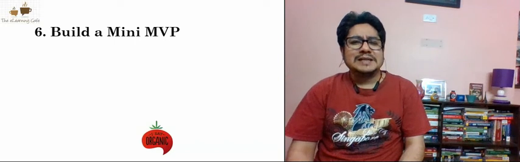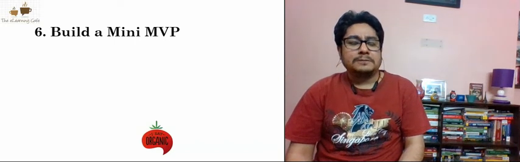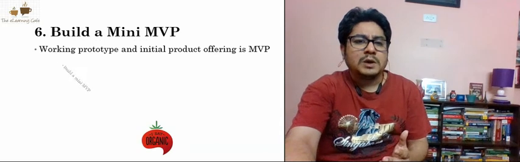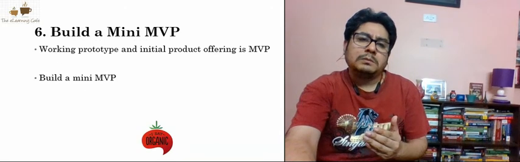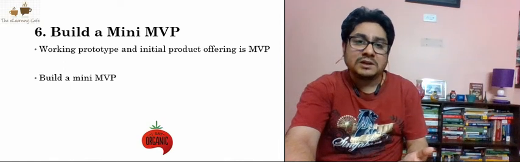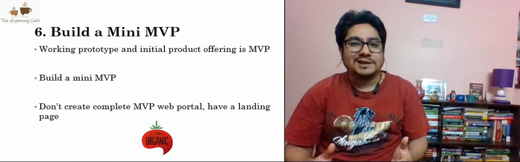So it has the basic level of features, basic level of services, which can be sold to the first set of customers. So here, when we are talking about validation, I mean to say, we may not even build the MVP, we can just build a mini MVP. By mini MVP, I mean not even a complete MVP, right?